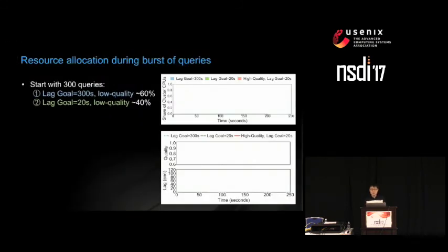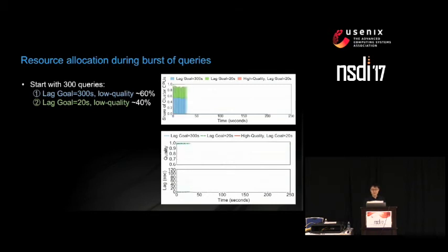We started with running 300 queries on 100 worker nodes. The 300 queries are from the 4 types of queries that I just mentioned. 40% of them have a stringent lag goal of 20 seconds, and 60% of them can tolerate 300-second lag.